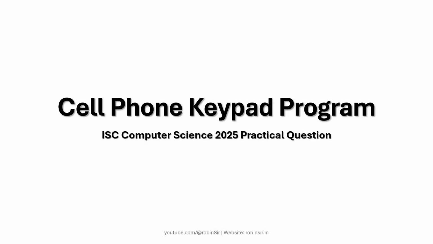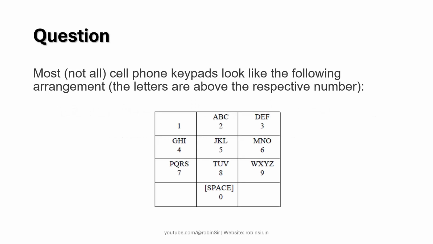Hello and welcome. In today's class, we'll be looking at the cell phone keypad program that appeared in ISC Computer Science 2025 practical question paper. According to the question, most cell phone keypads look like the following arrangement. The letters are above the respective number.